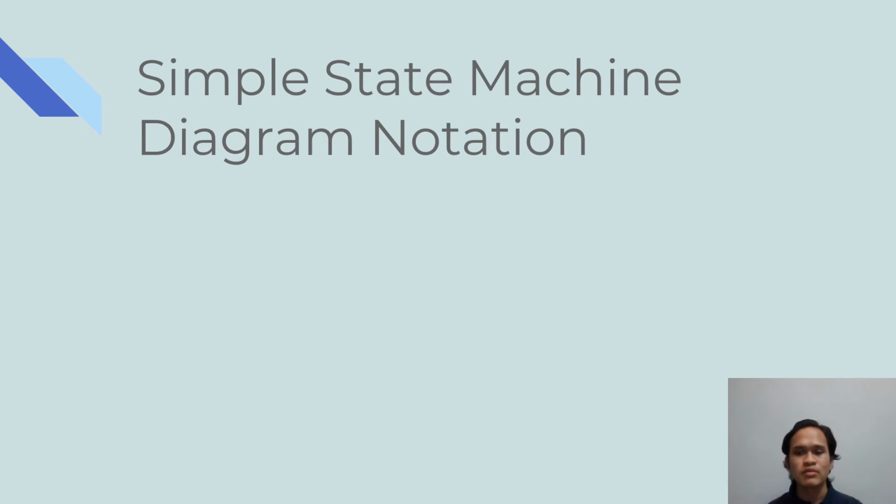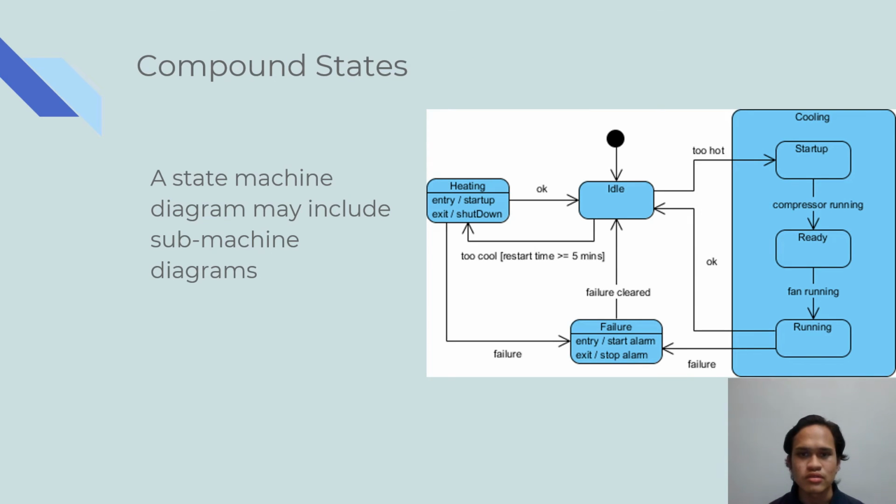Okay, so we'll be looking into some simple state machine diagram notation examples. The first one is compound states. A compound state is a machine diagram that includes a sub-machine diagram. As we can see here in the example, the machine state diagram consists of another machine state diagram, which we call a sub-machine diagram.